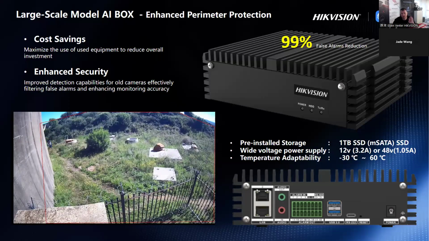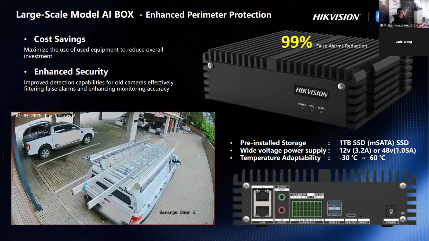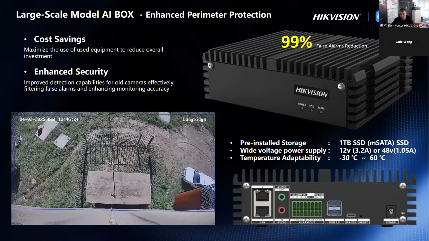So if you want more information, like I said, visit our website or go to your Hik Partner Pro app. Go to your Hik Partner Pro app and you can put in the search bar the AI box and you'll find it. Once you find it, you'll find even more information. It tells you about the storage, the voltage that it takes, the temperature environment that it can handle. So it's a brilliant little unit.